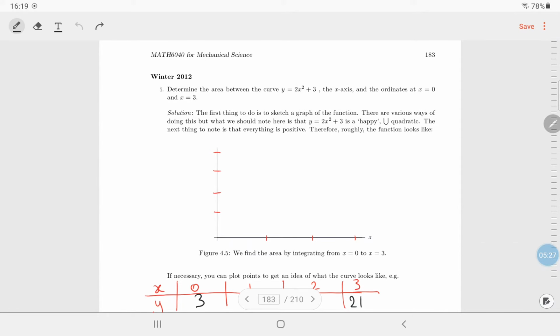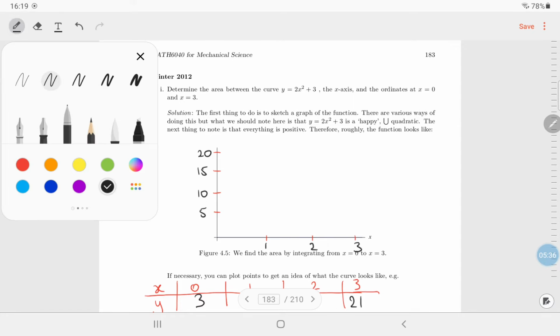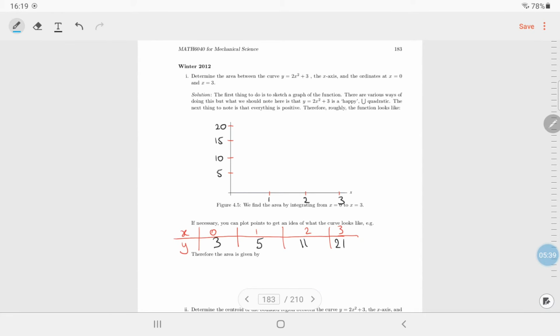So we're back. This is 5, 10, 15, 20, and 1, 2, 3. And let's plot some points. So we have x equals 0, y equals 3, x equals 1, y equals 5, x equals 2, y equals 11. This is rough, this is fine. x equals 3, y equals 21. Something like that. And we're looking for this area here.